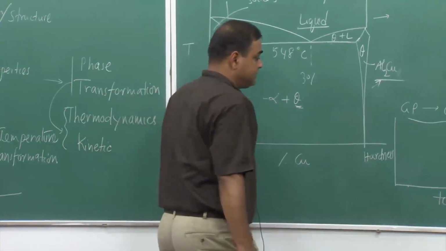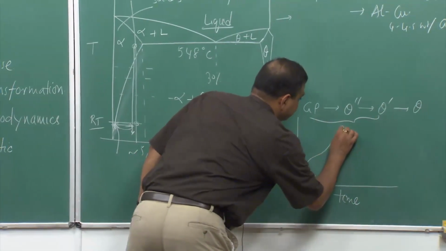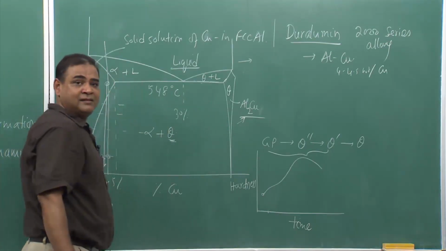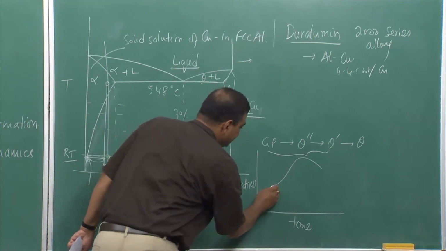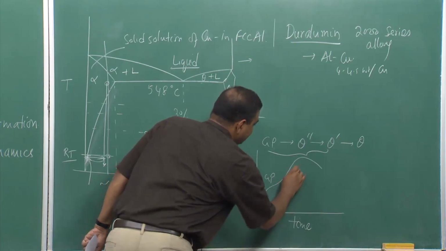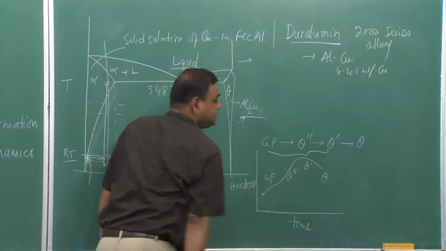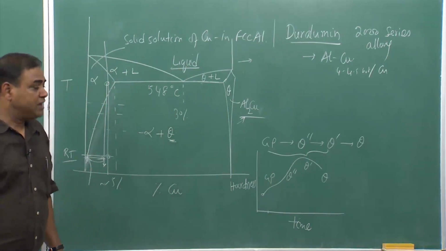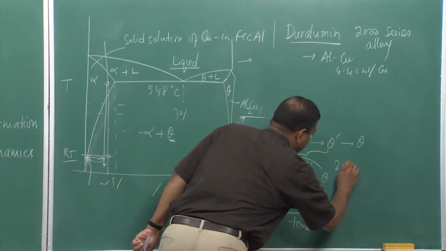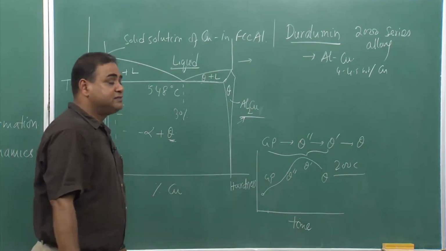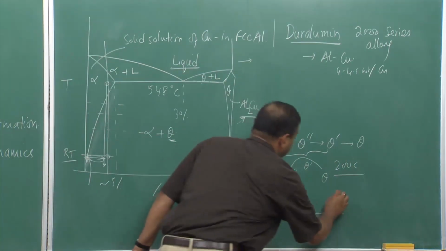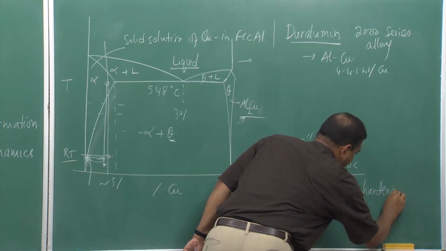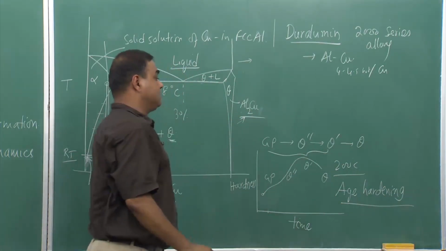Now, if we measure the hardness, we will see the hardness plot looks like this. This is my solid solution, and then gradually we have GP zone, theta double prime, theta prime, and finally theta. So the hardness increases greatly, and this particular thing happens at 200 degrees Celsius if we hold it, and this entire process we call age hardening.